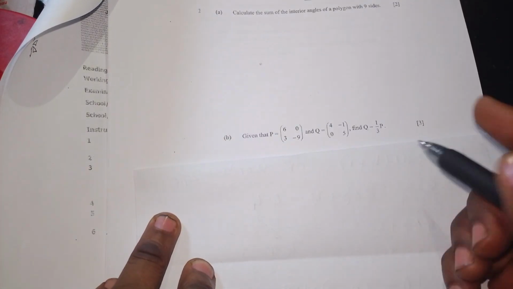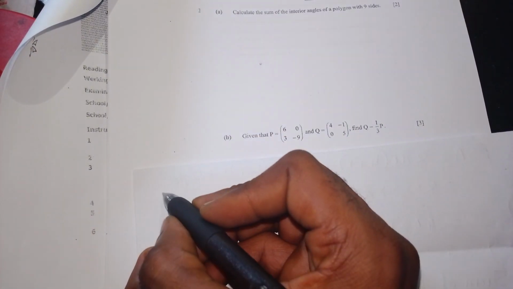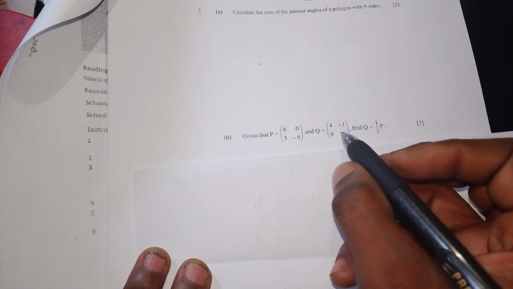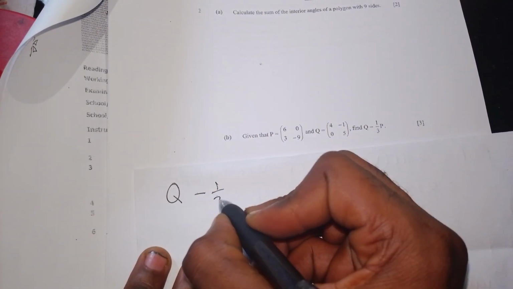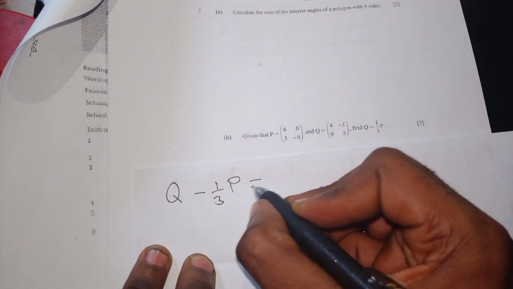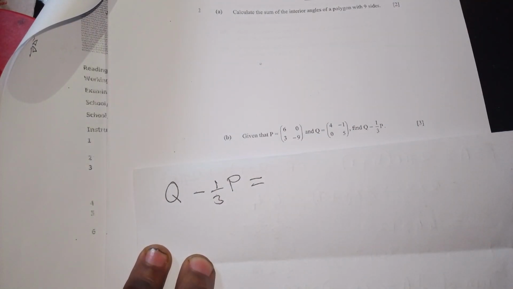And then on part B, we have matrices. Another one of the easiest topics in mathematics, especially that we are subtracting. So we've been taught that P is this and Q is this. So you can say Q minus a third of P. So what you do here is you just substitute the values.